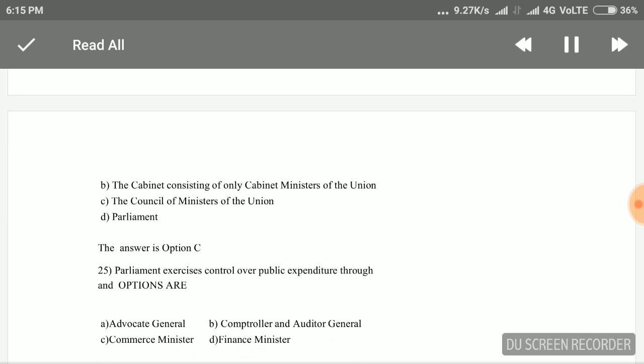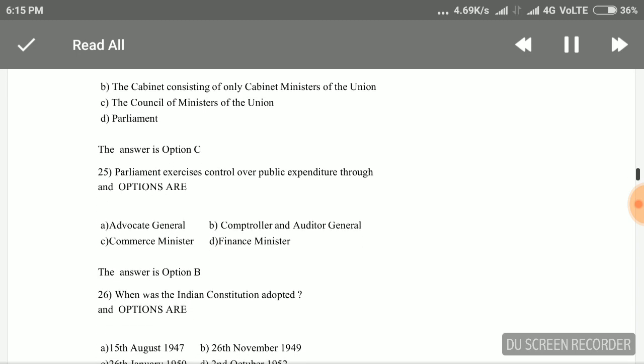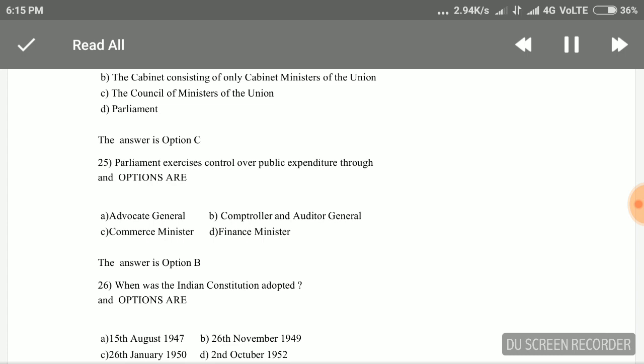25. Parliament exercises control over public expenditure through. And options are A. Advocate General, B. Comptroller and Auditor General, C. Commerce Minister, D. Finance Minister. The answer is option B.